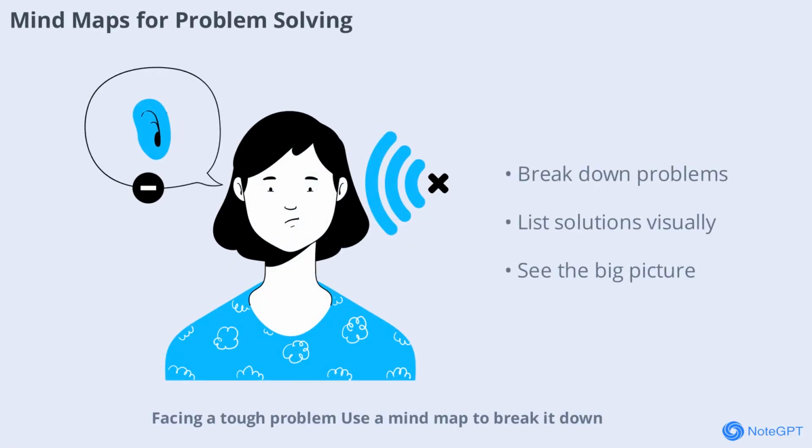Facing a tough problem? Use a mind map to break it down. Place the problem in the center, then branch out with possible solutions, pros and cons, and related factors. This visual approach helps you see the big picture and find creative answers.